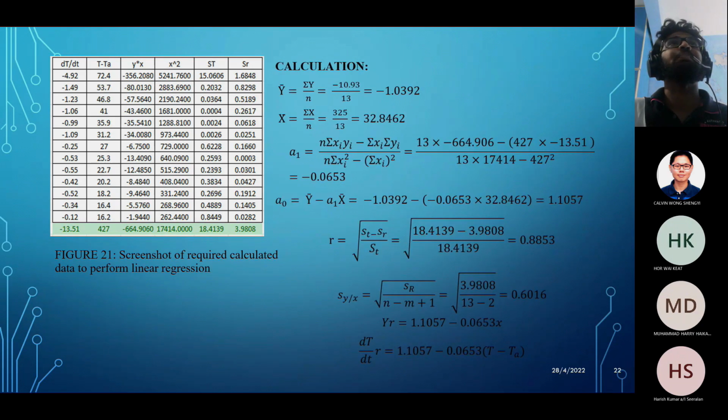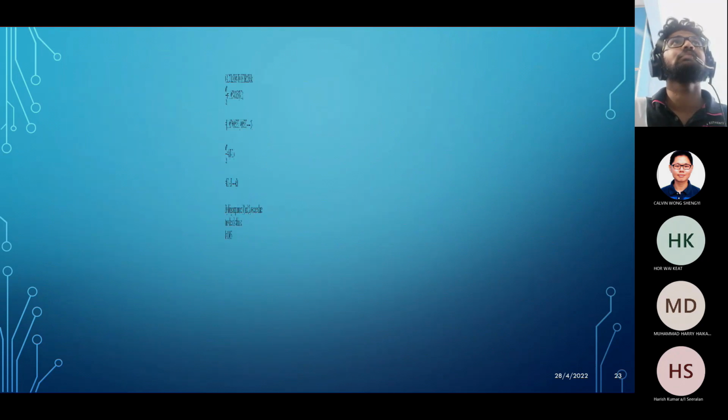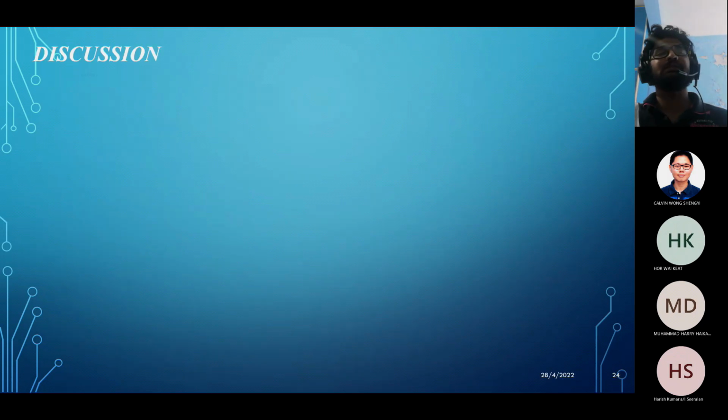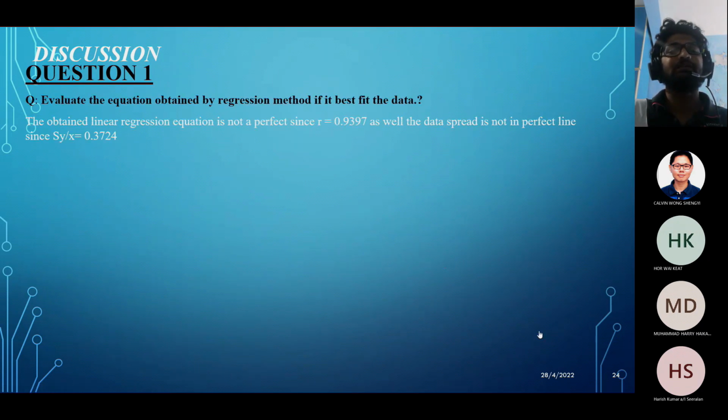The next is also performing linear regression. On my left side is the calculation of linear regression, and on my right side is the data from Excel. After we evaluate everything, we'll determine the K. To find the K, we need to compare question 1 to 2 with the evaluation, and the value of K is 0.0653. All right, now I'll pass to Harry.